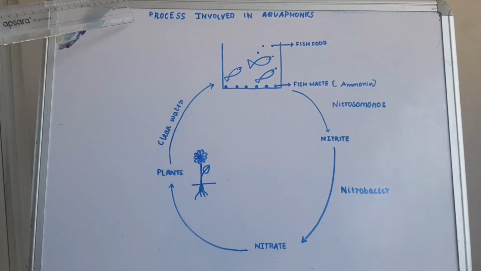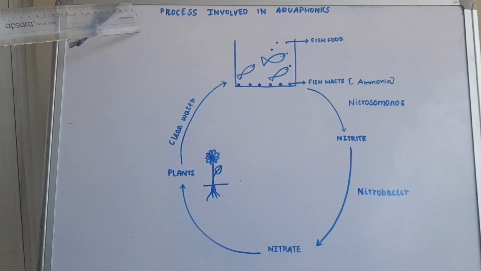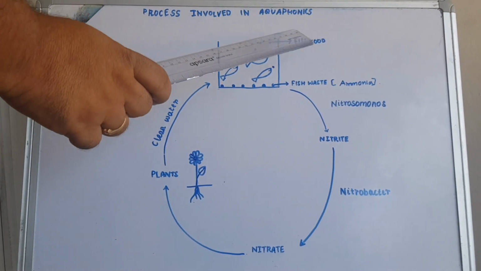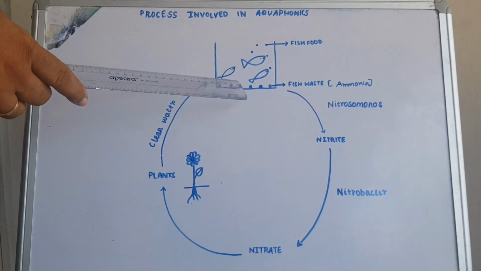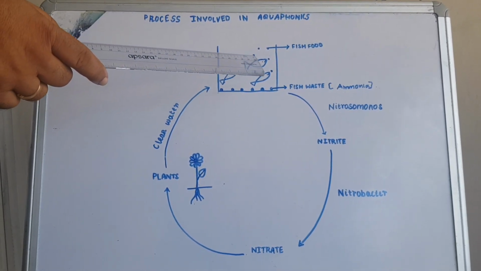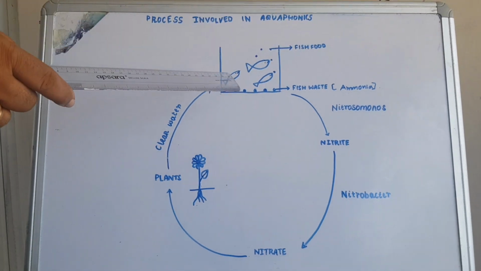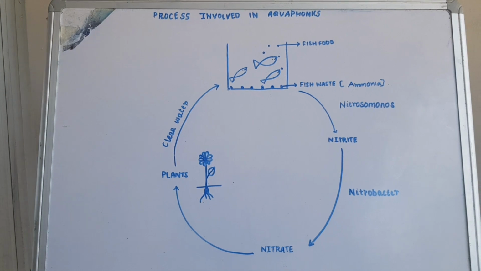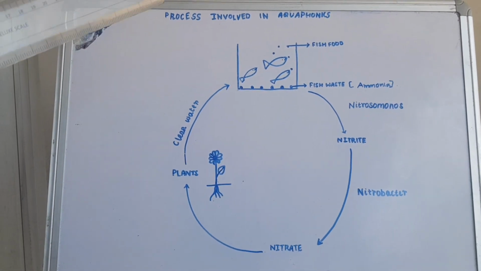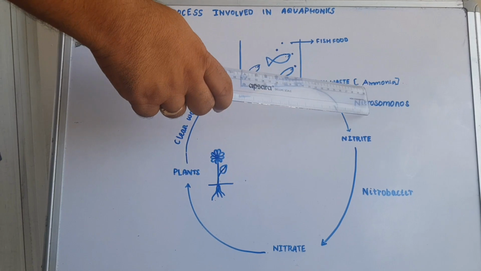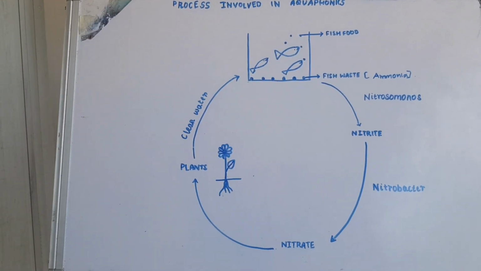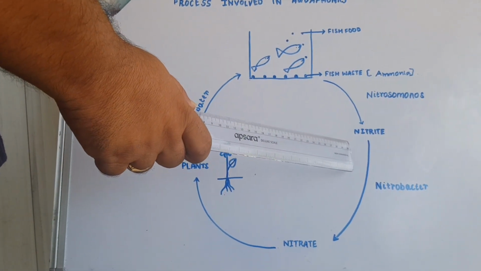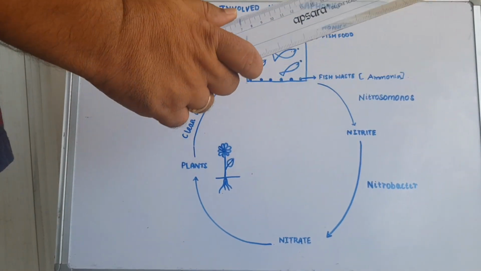Now let's see the process involved in an aquaponics system. In an aquaponics system, the only input to the system after the initial setup is the fish food, and the fish consumes the food, and the wastage from the fish food as well as the fish waste get accumulated at the bottom of the tank, and they form sediments. These sediments decompose and form ammonia. Ammonia is toxic to the fish, and this ammonia is converted to nitrite through a bacteria known as nitrosomonas.